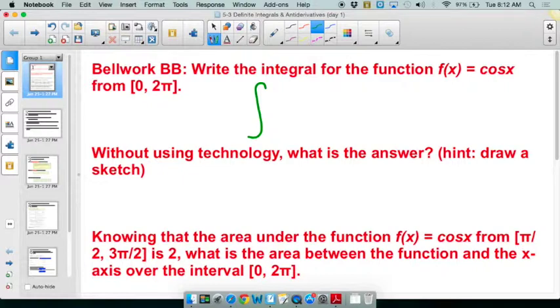What numbers are you talking about? Okay, what are they for this problem? Okay, where's the 0 go? On the bottom? Where's the 2 pi go? On the top? Okay, so we need to get the terminology for those two things. What are those called?